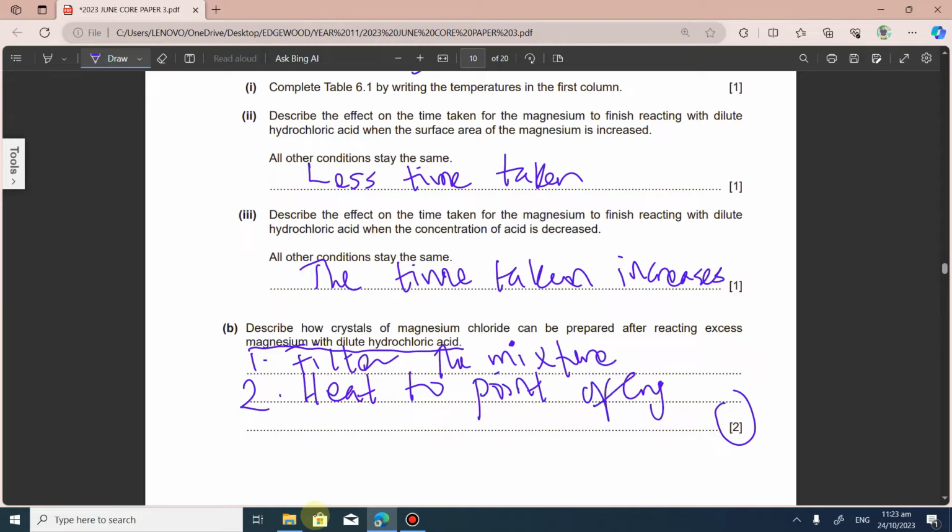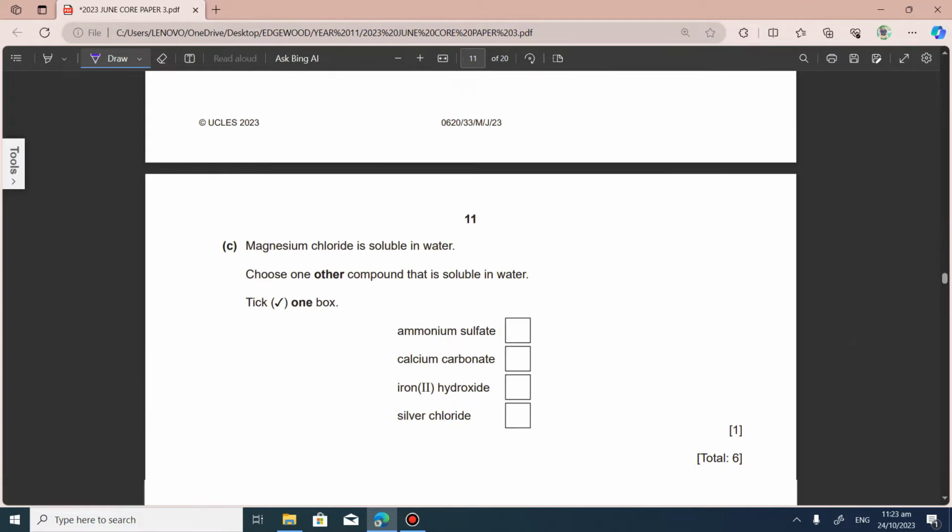Now it's important that you heat to the point of crystallization and not to dryness, because if you heat above the point of crystallization, you will lose the crystals. So that's why it's very important that you include to the point of crystallization. Not just write heat, but heat it to the point of crystallization.